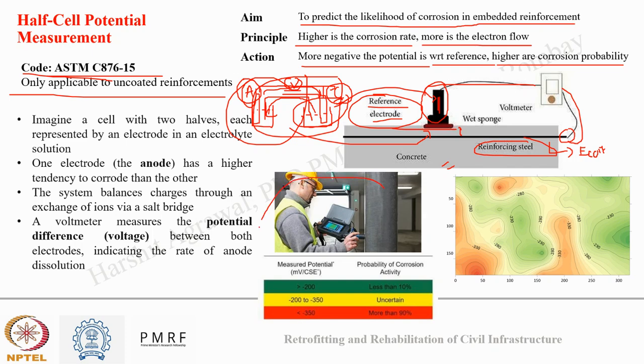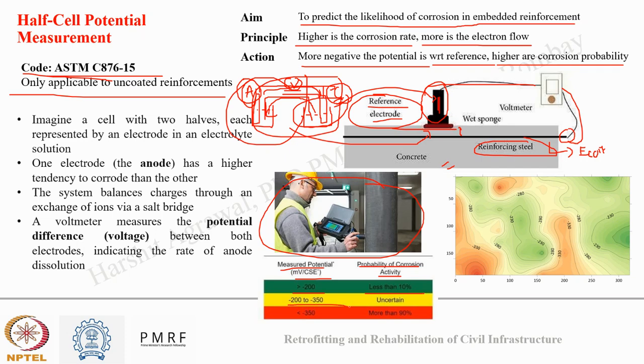So here you can see one person conducting a half cell measurement on a concrete column, and based on the measured potential we can predict the probability of corrosion activity. If my potential is more than minus 200 millivolt, we can say the probability of corrosion is less than 10%.